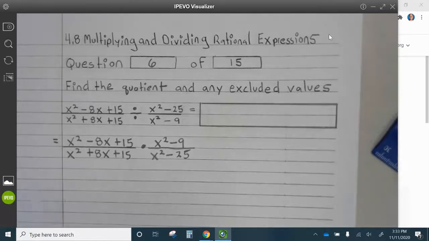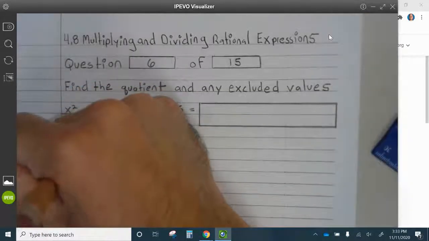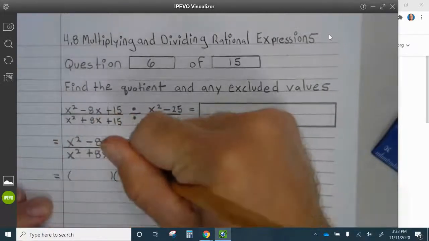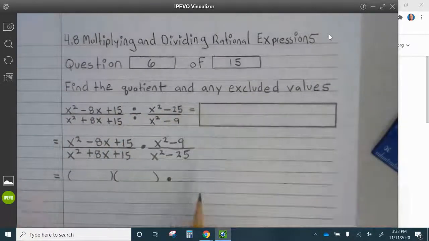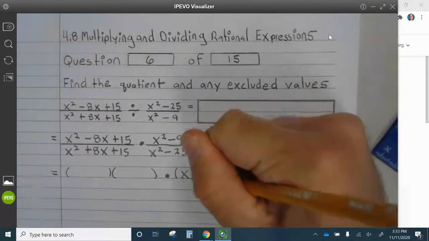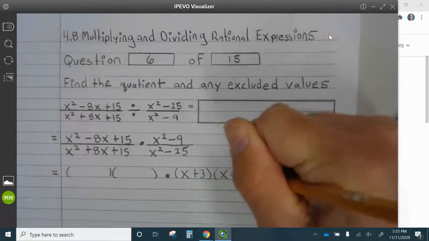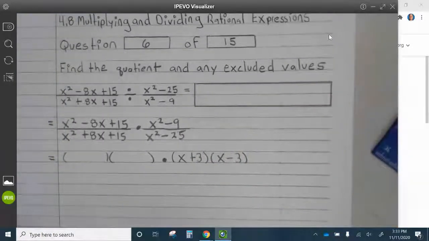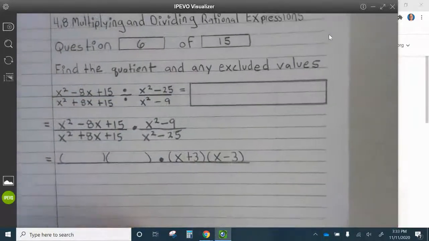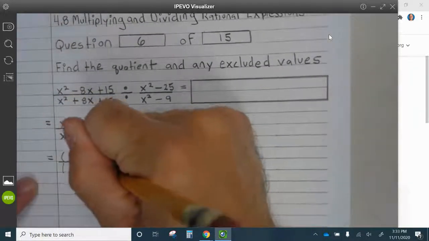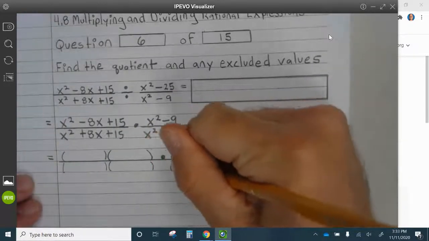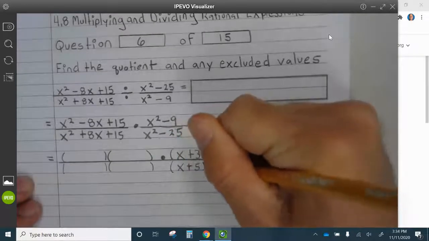Okay. Now, we're going to factor. We know 2 parentheses here times, well, this is easy. This is a difference of squares, so that's x plus 3, x minus 3, and then, okay, we know 2 parentheses, and then this is a difference of squares as well, so that's x plus 5, x minus 5.